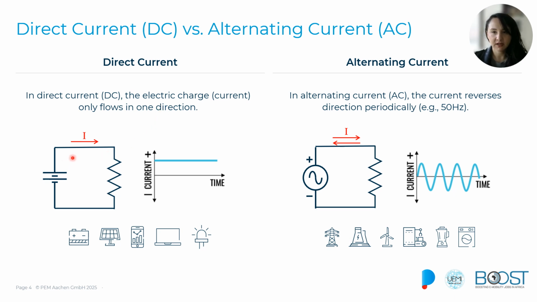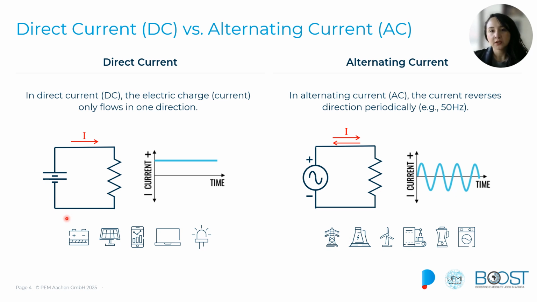First, we have the direct current, and in this case, in DC, the electric charges flow in a single direction, consistently from the positive terminal to the negative terminal of a power source. In the figure shown here, we have the symbol for a battery, and you can see the direction of the current is from the positive terminal to the negative terminal.